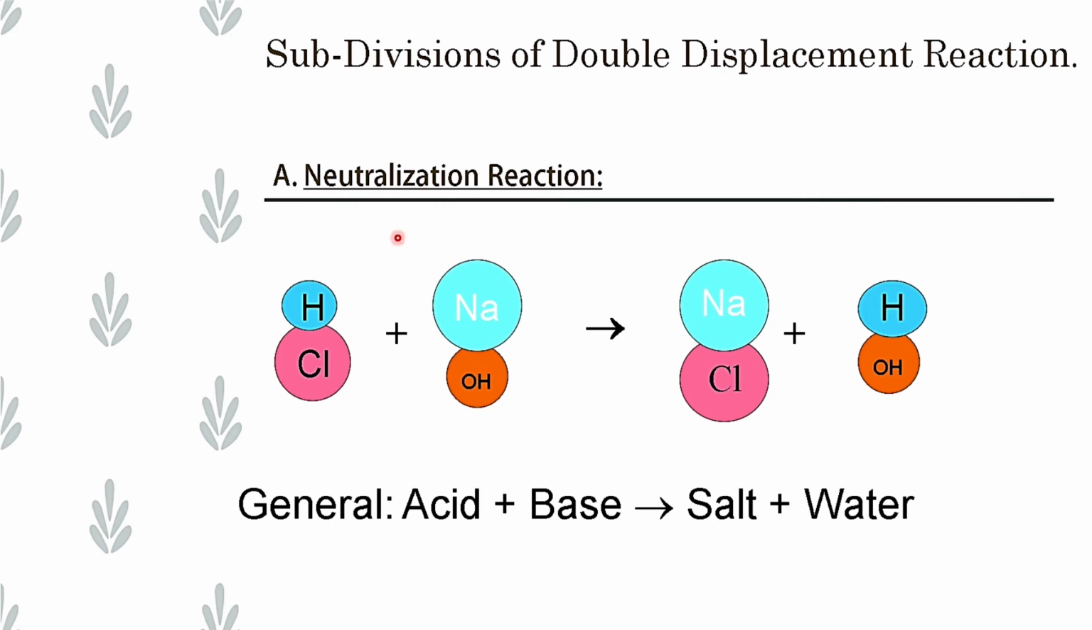The pH of acid is less than 7, pH of base is greater than 7. When these two react, two products with pH 7 will form.